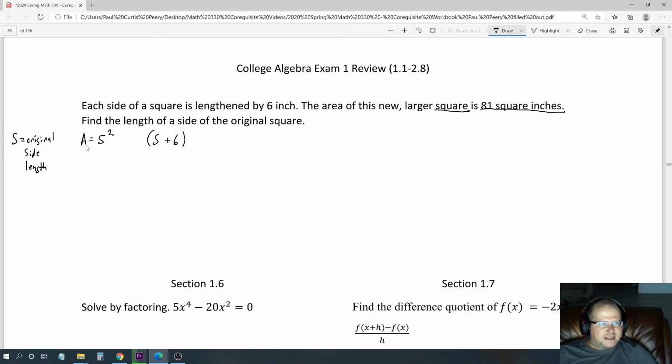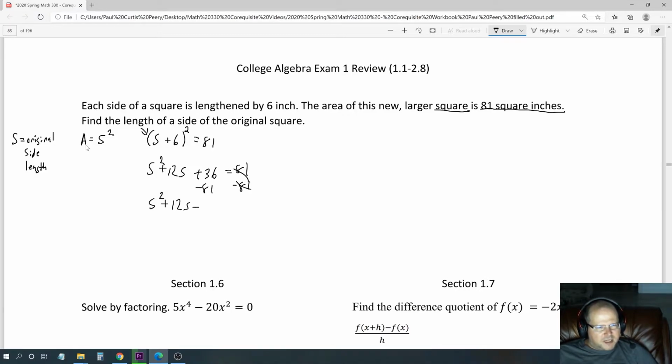So we know if we take that side plus 6 and we square it, then that should be equal to 81. Okay, cool. We square that and we get s squared plus 12s plus 36 equals 81. So we end up with this quadratic equation after expanding that. Now, if we want to solve this using the zero factor property, we would set it equal to 0 by subtracting 81. We end up with s squared plus 12s, and then 36 minus 81.